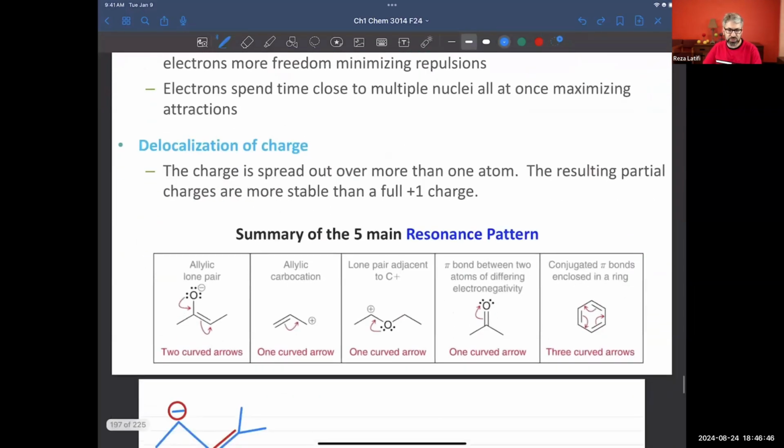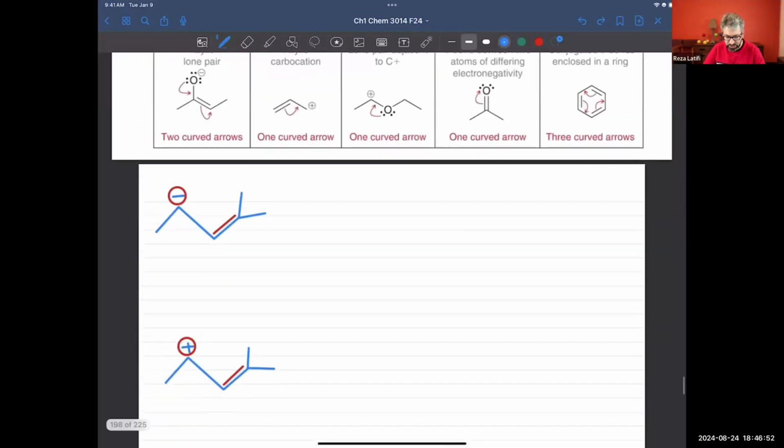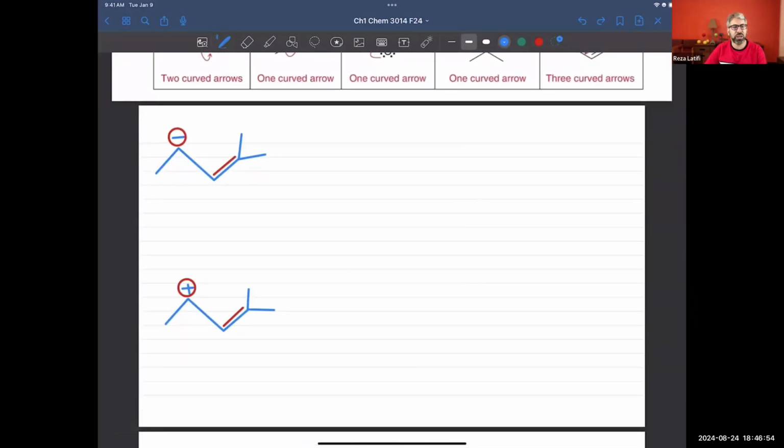Okay, we have a bunch of them. As you see, we have at least 5 different systems. I'm going to go through all of them one by one, and let's start with the first one. The first one, we have a negative charge close to a pi bond, or the second one, a positive charge close to a pi bond, or double bond. So I'm going to draw what I'm dealing with.